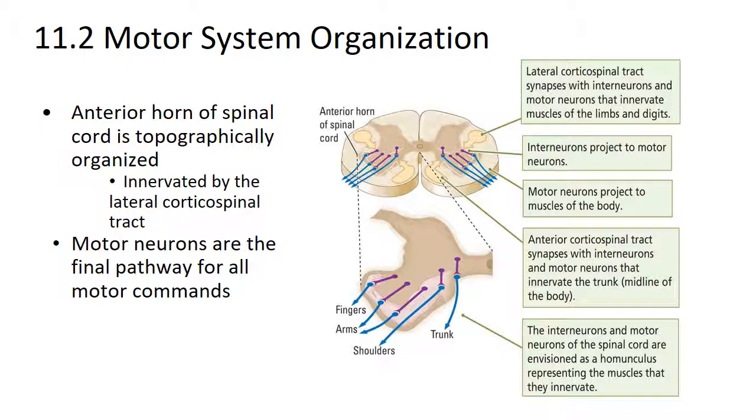And it's important to remember that motor neurons are the final pathway for all motor commands. So everything that originates in the prefrontal cortex comes all the way through this system down to motor neurons, which are the final part of the nervous system to execute the motor commands.